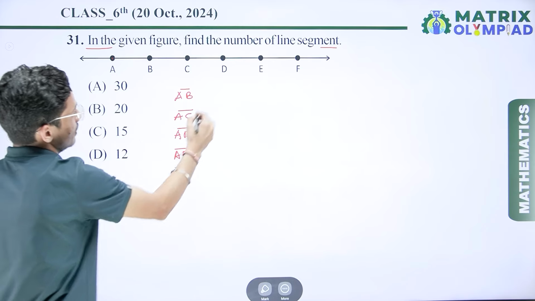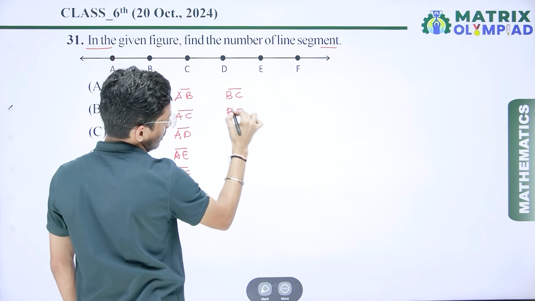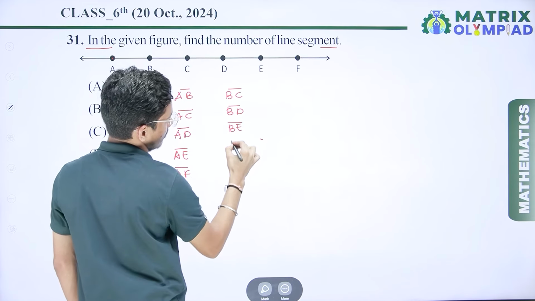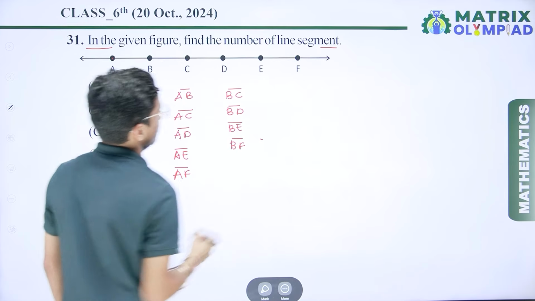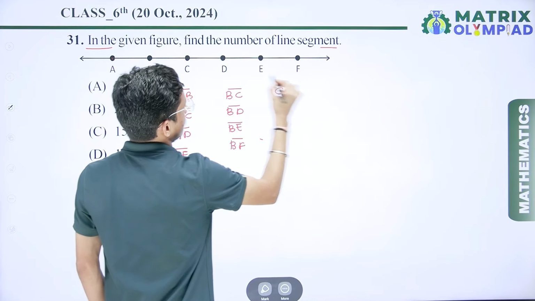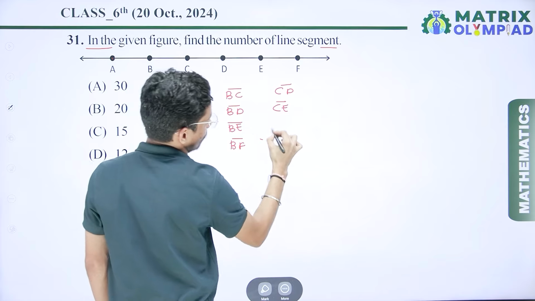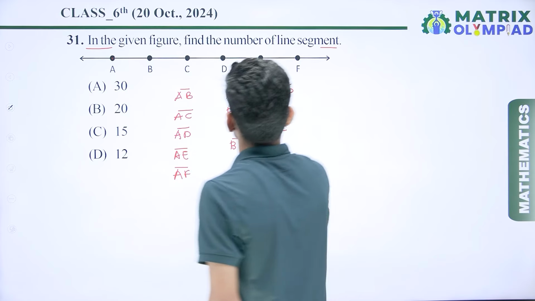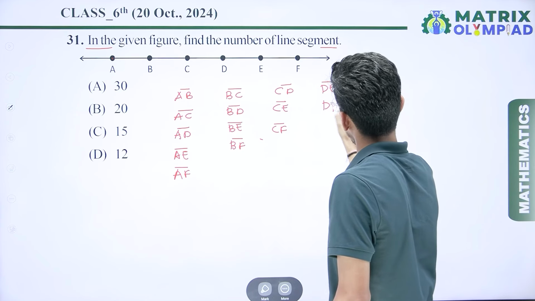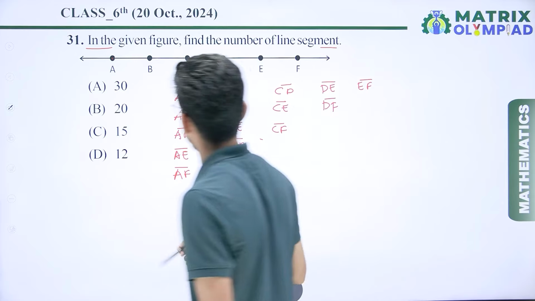So if I talk about point B, I can say that BC is a line segment, BD is a line segment, BE is a line segment, and BF is a line segment. Now if I talk about point C, CD is a line segment, CE is a line segment, and CF is a line segment. If I talk about point D, DE is a line segment and DF is a line segment. And last, if I talk about E, EF is a line segment. So count how many line segments are here.